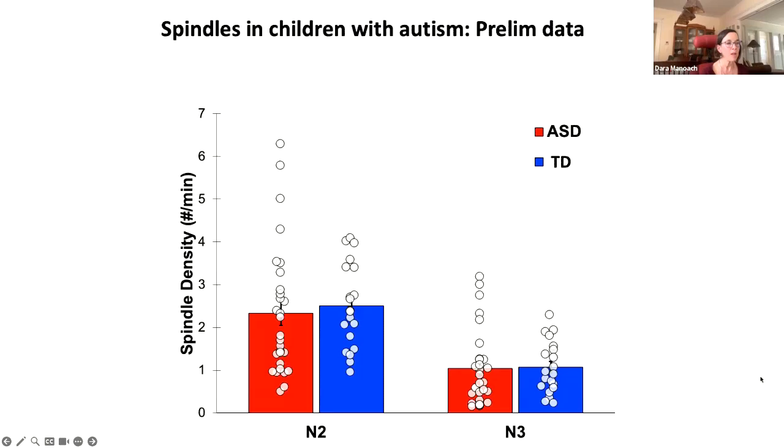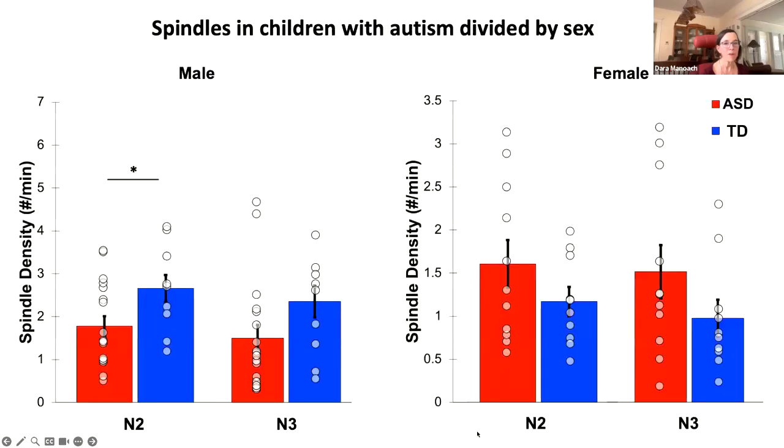As a whole, we're not seeing a spindle deficit in either stage 2 or stage 3 sleep. However, when we break our sample into males versus females, what we're seeing is that there is a deficit, but it's constrained to males. And we wonder if some of the inconsistent results in the literature may depend on how many females were included, if they're sort of acting counter to one another, because if anything, in females, it looks like they're showing greater spindle density.